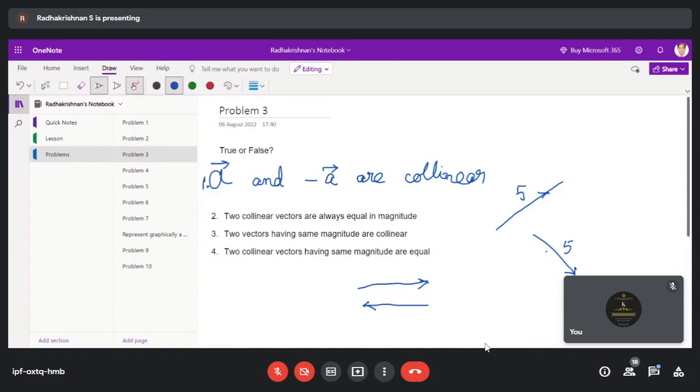No, because, sir, A is not equal to minus A. This is A and this is minus A. They are collinear. See the first problem. A and minus A are collinear, right? So that is true. These two are collinear, but one is A and another is minus A. So they are not equal. They are collinear and of the same magnitude, but not equal because one can be in the opposite direction. You got it? Yes, sir.